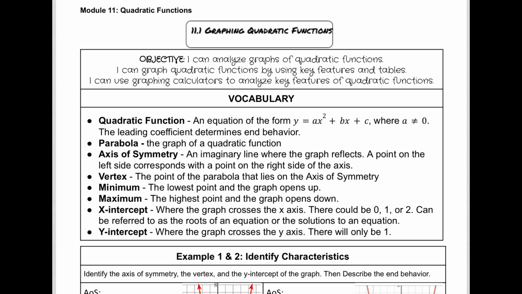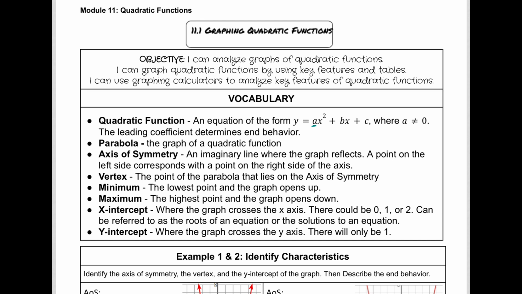We have a quadratic function, which is an equation of the form y equals ax squared plus bx plus c, where a does not equal 0. The leading coefficient determines end behavior. So that leading coefficient, again, we're talking about that a. A parabola, that's the graph of a quadratic function.